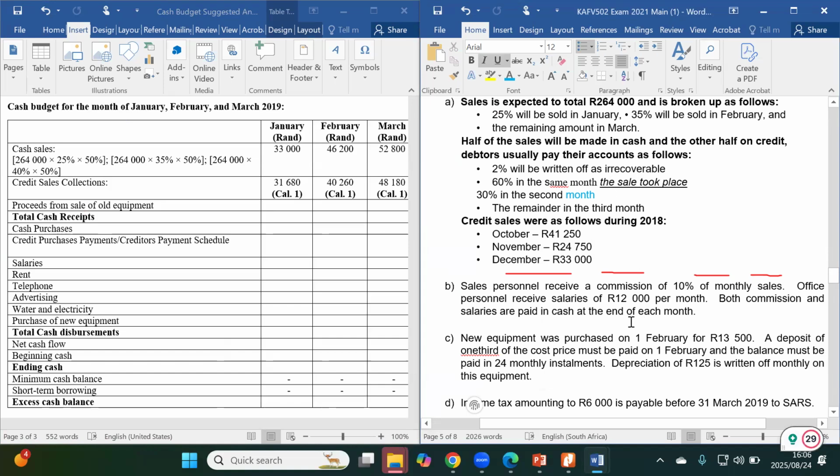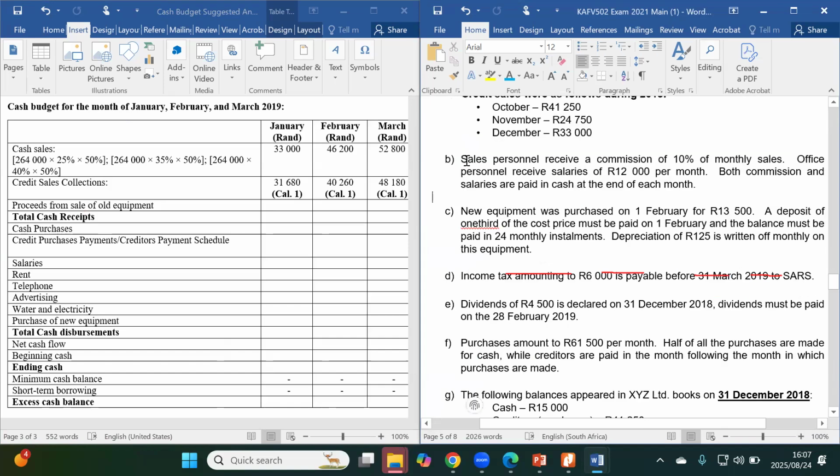So now we proceed to information B. I just want to evaluate what we have been given. They are telling us sales personnel receive a commission of 10% of monthly sales, and office personnel receive salaries of 12,000 per month. Both commission and salaries are paid in cash at the end of each month. Okay, not a problem. So technically, for receipts, we are done.